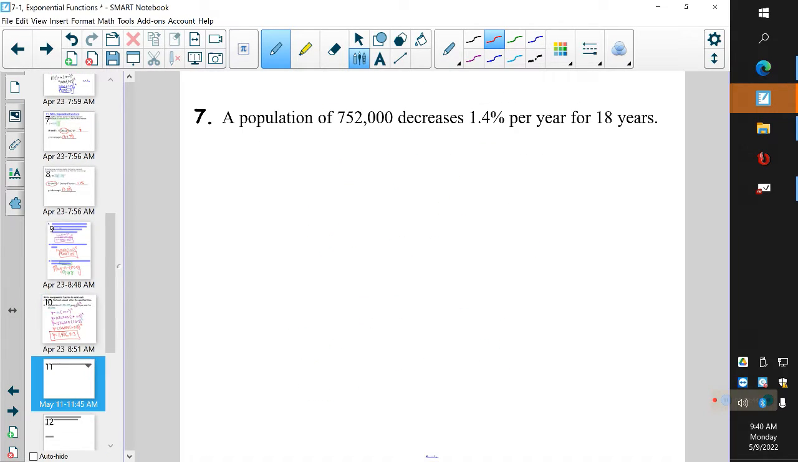All right. Next, number 7. A population of 752,000 decreases. Okay, so I go back over here. Here's our formula. My initial is here. So that's y is equal to 752,000. And then this decrease is 1.4%.